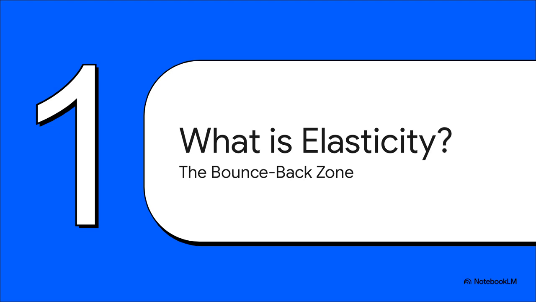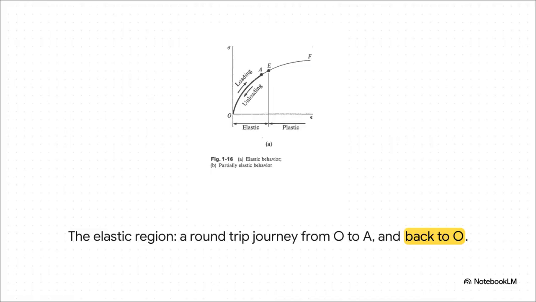We're going to start with the first part of our materials adventure. You know, the happy, carefree, bounce-back part of its life. So take a look at this graph. Imagine we apply a little bit of stress. Think of it as a gentle pull. The material stretches or strains, and it travels along that line from O up to A. But here is the magic. If we let go, anywhere in this bounce-back zone, it travels the exact same path right back to O. It's like nothing ever happened.